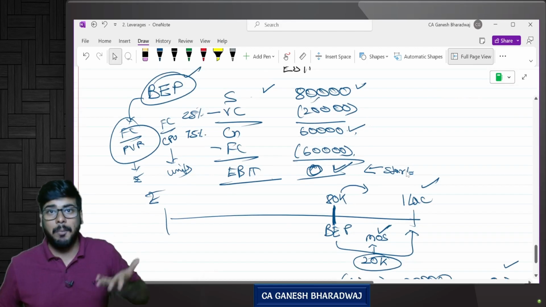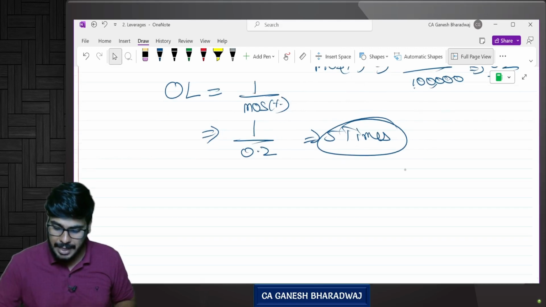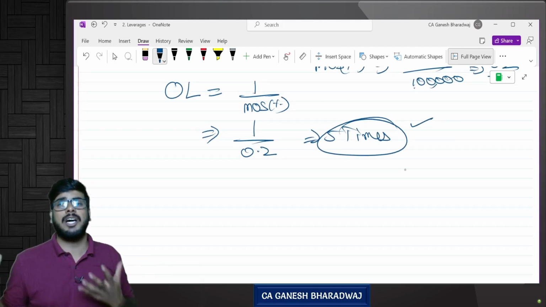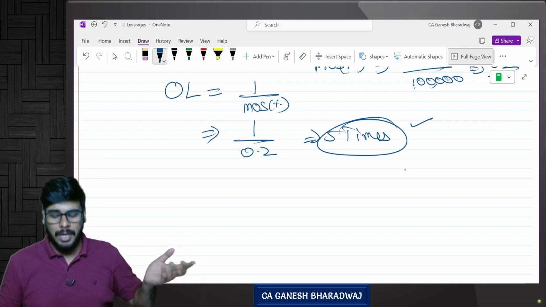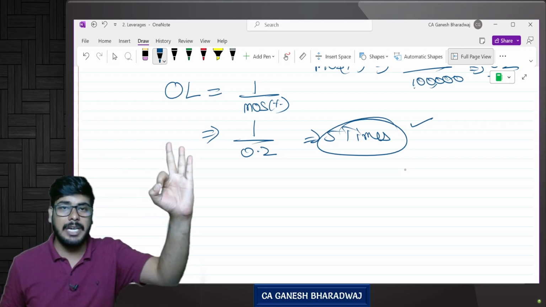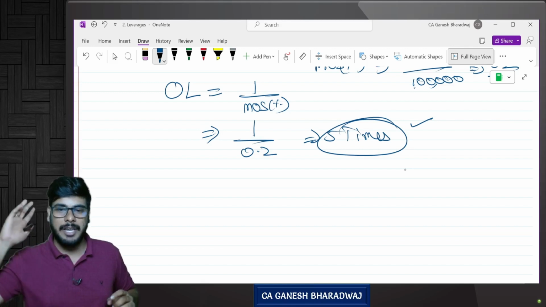If you use this formula, 1 divided by margin of safety as a percentage, you are getting the same answer as 5 times. Are you clear with this? So these are also mathematical equations that can only be proven. So always remember this, operating leverage is equal to 1 by margin of safety as a percentage.